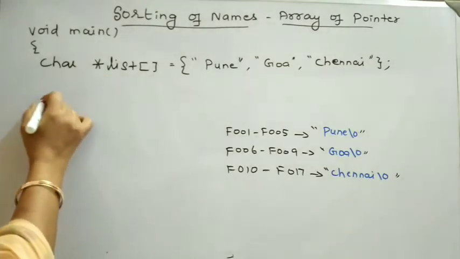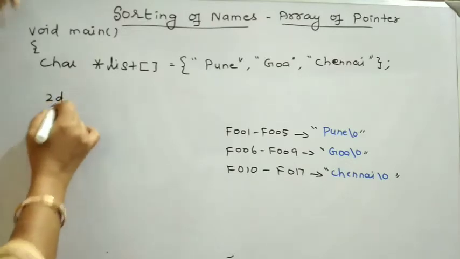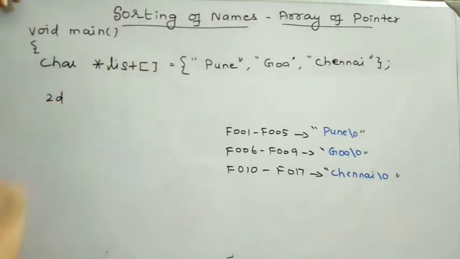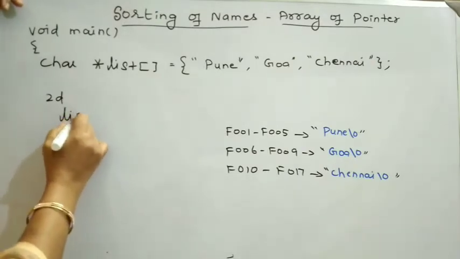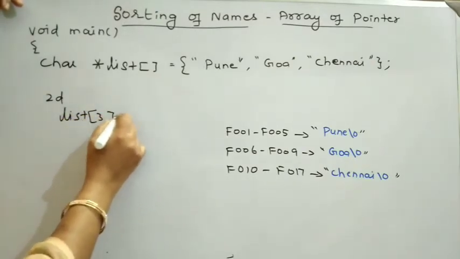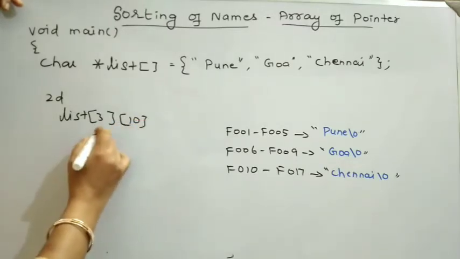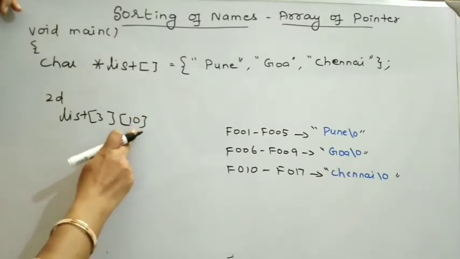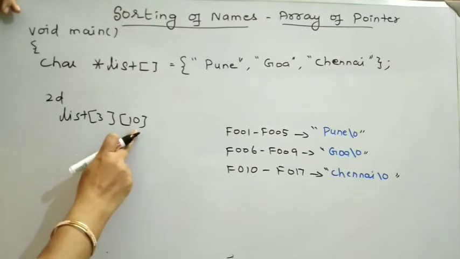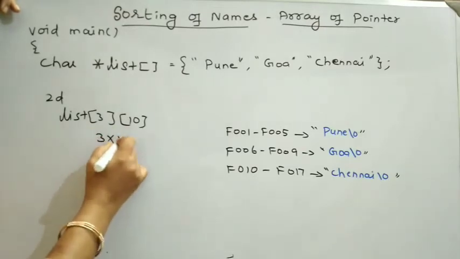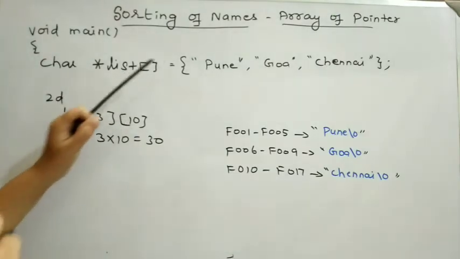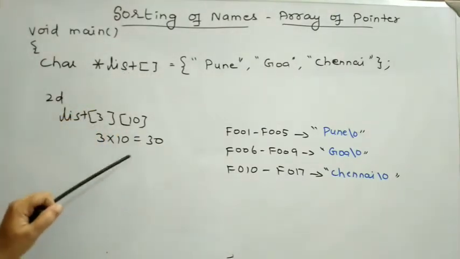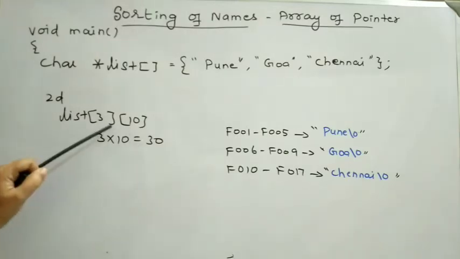I may either use a two-dimensional array or this array of pointers to store the given list of string values. If I use a two-dimensional array, then list[3][10]. Since I have 3 elements, the maximum number of characters in each element is 10. So it will allocate 3 into 10, 30 bytes of memory. For a single character, it allocates 1 byte of memory. Totally, it allocates 30 bytes of memory if I use a two-dimensional array.